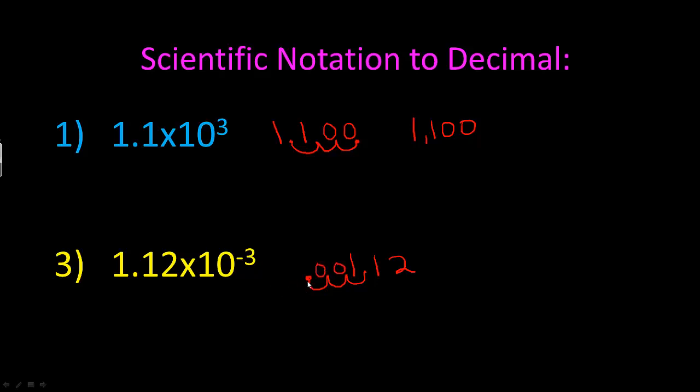Okay? I always prefer to put a 0 in front of my decimal point. So I'm going to do that. 0.00112. So 1.12 times 10 to the minus third as a decimal looks like 0.00112.